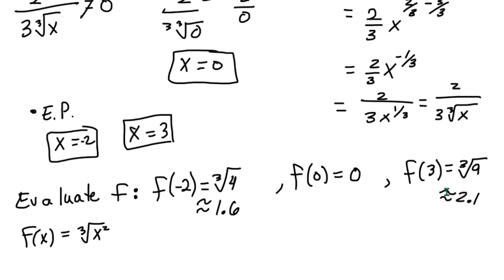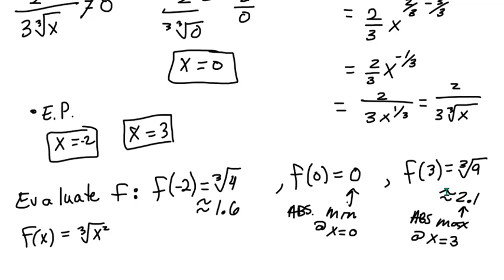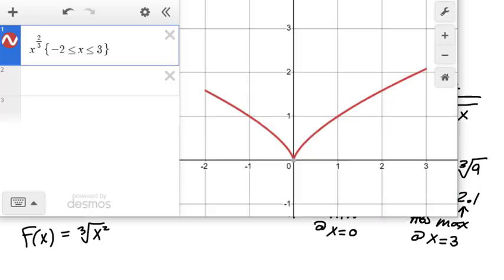So we have a lowest value. Our lowest output is 0. That happens to occur when x is equal to 0. So there's our absolute minimum. And we have a highest point, our 2.1, and that one happens when x is 3. So we have our absolute max when x is 3 and our absolute min when x is 0. And now we can verify this with the graph. This is the graph of our function on that closed interval. At -2, we do not have a highest or lowest point, but at 3, we do have the highest point on the entire graph. And then at 0, we have the lowest point on the entire graph.